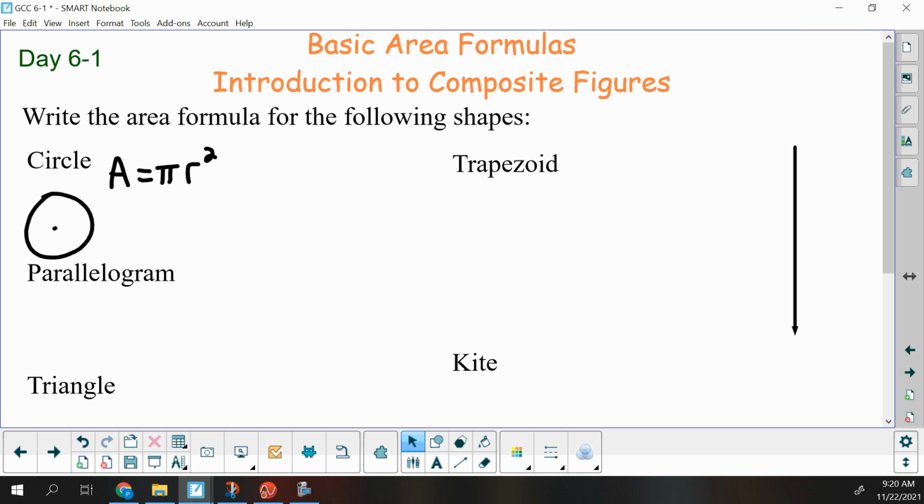And just a reminder, remember the radius is halfway across the circle. So from the center to any point on the circle. Often questions might give you the diameter, which is all the way across, and you'll have to divide it by 2 to get the radius.